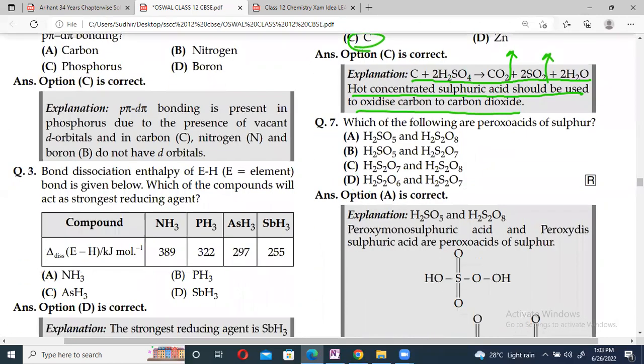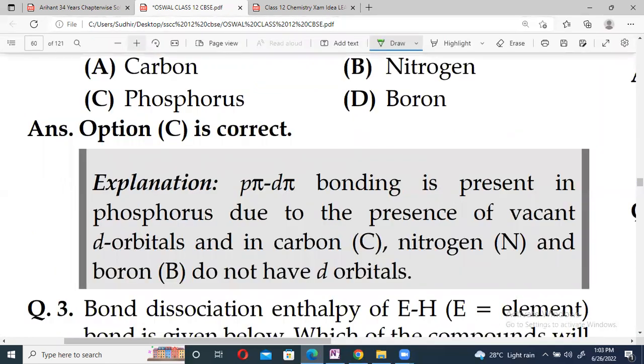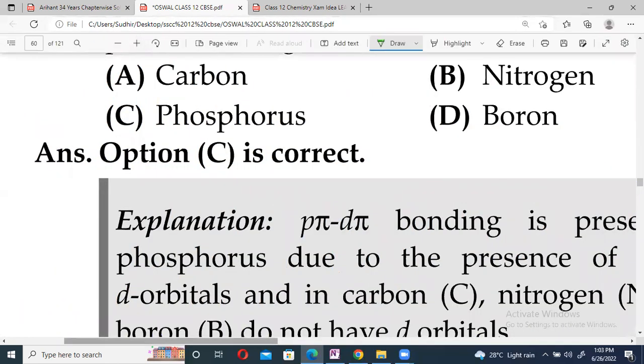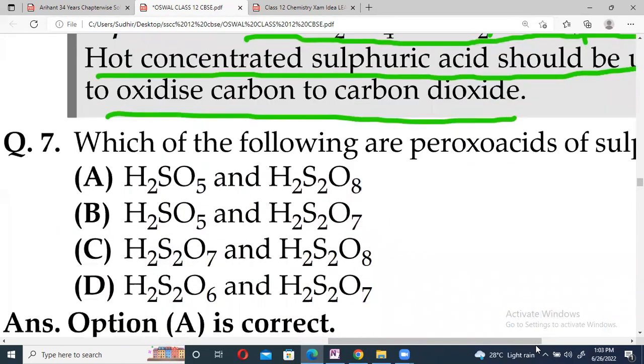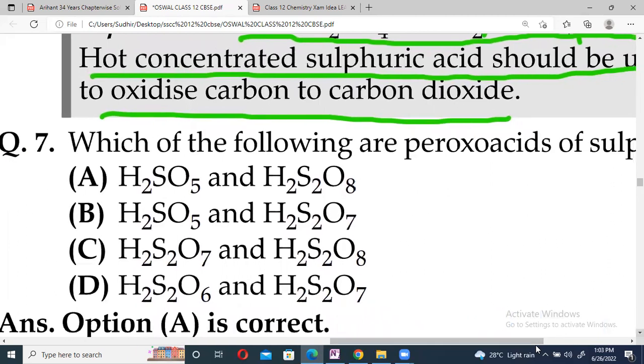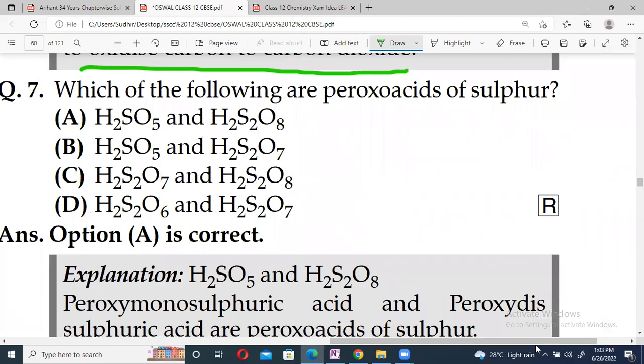Question number 7. You can see question number 7. Which of the following are the peroxo acids of sulfur? See, H2SO5 and H2S2O8. I told you, H2SO5 and H2S2O8. One is called Caro's acid and the other is called Marshall acid. So these two are the peroxy acids of sulfur.